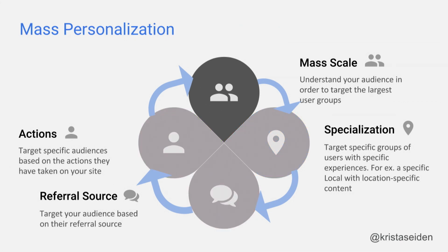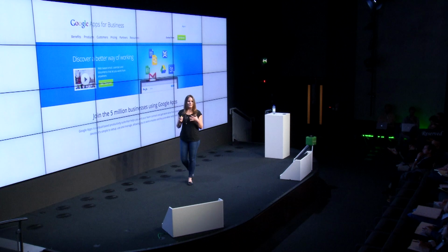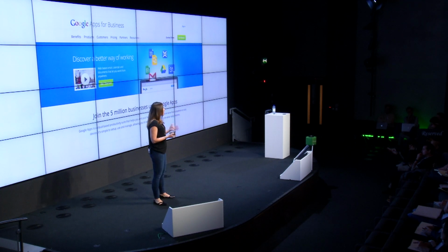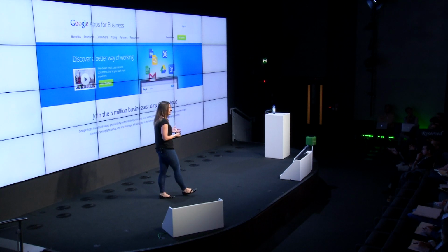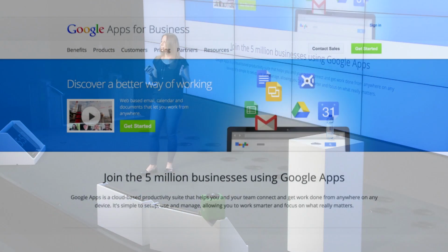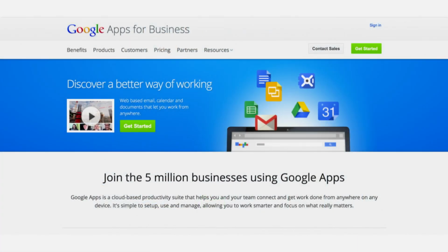So our first one, mass scale. This is understanding our audience so that we can target our largest user base. So back to my days in the Google for Work or G Suite group, one of our early pages that we had for the site when I came into the org was this. We had this big headline that said, "Discover a better way of working." And our marketing team loved this headline. They thought that they were selling this holistic suite of tools. You got Gmail and Docs and Drive, and it was all going to help you work better wherever you were.